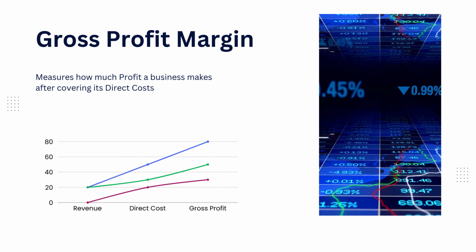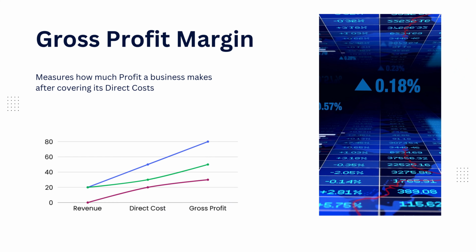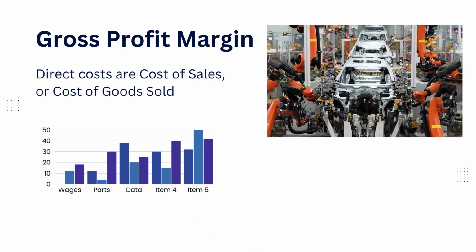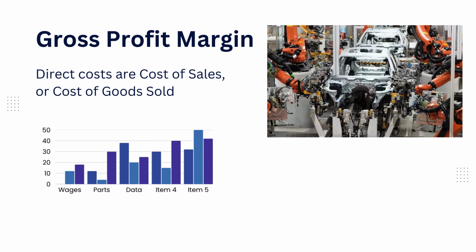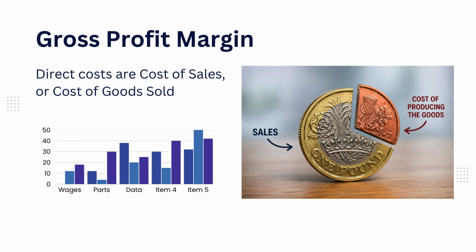Gross profit margin measures how much profit a business makes after covering its direct costs. These direct costs are what we call cost of sales or cost of goods sold. So essentially, gross profit margin tells us, out of every pound of sales, how much is left after paying for the cost of producing the goods.